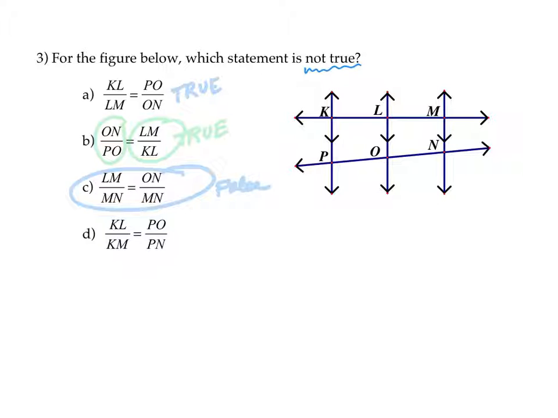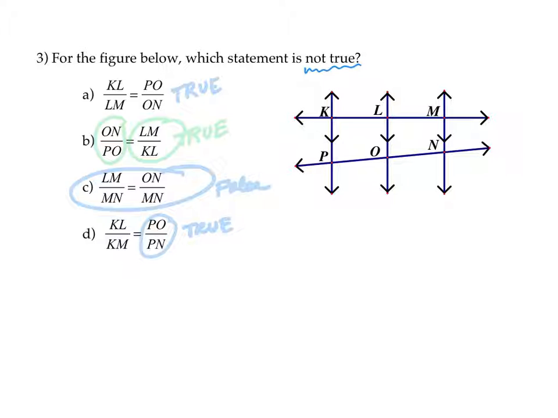In the last one, notice that it compares KL, this piece, to KM, the whole segment. And then with the other fraction, it compares PO to PN. Right? In this particular case, it would be true, because you're comparing part to whole on the two sides. You can try testing this out, testing all 4 scenarios out if you put in numbers. But you gotta be careful about the numbers that you put in.